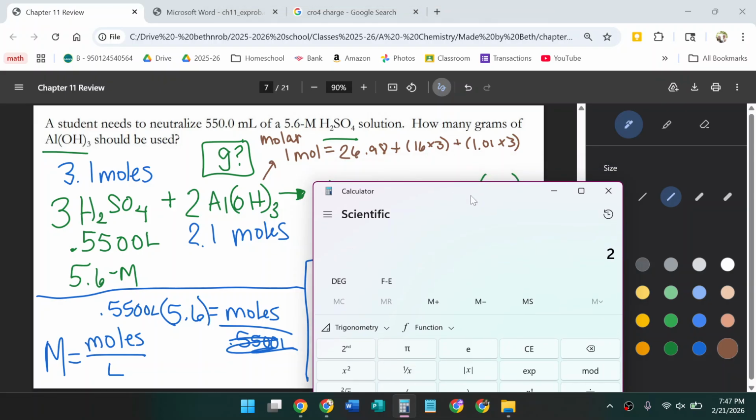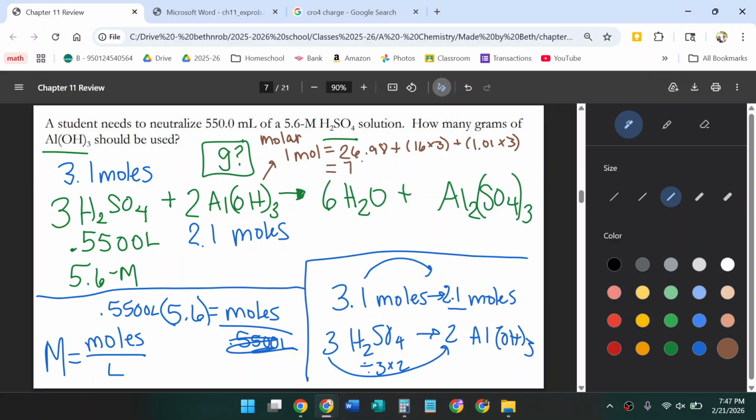Okay, so 26.98 plus 16 times 3 is 48, plus 1.01 times 3 is 3.03, so we have 78.01. So 1 mole equals 78.01 grams. If we want to change 2.1 moles to grams, moles goes on the bottom, grams goes on top, and then we just put in that number we just found, 78.01, and then we just multiply.